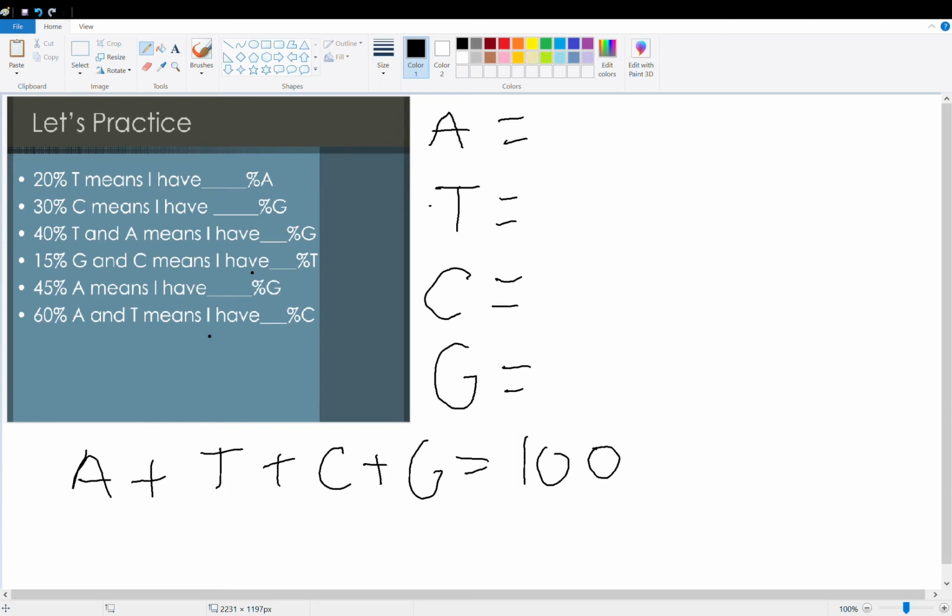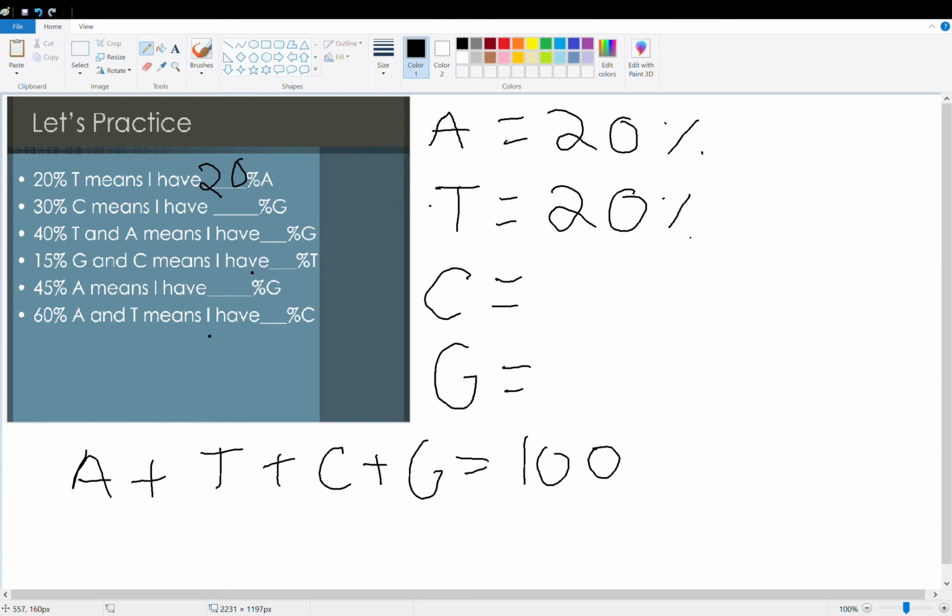So, like we said before, A is always going to match with T, apple turnovers, right? So that means however amount of T I have will always be the same amount as A. So if T is 20%, then A is also 20%. That part's easy. Same thing with C and G.